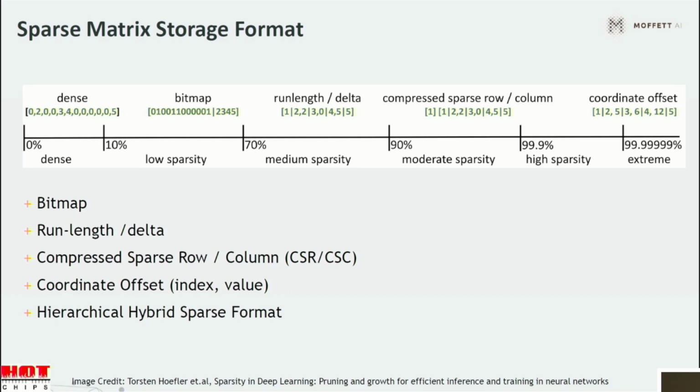And also there's a coordinate offset kind of encoding format for very high sparsity levels, which uses index-value pairs to encode the non-zero values inside a weight matrix. And also people combine everything together. There's a hierarchical hybrid sparse format to combine these, so you can make it most efficient for your application.